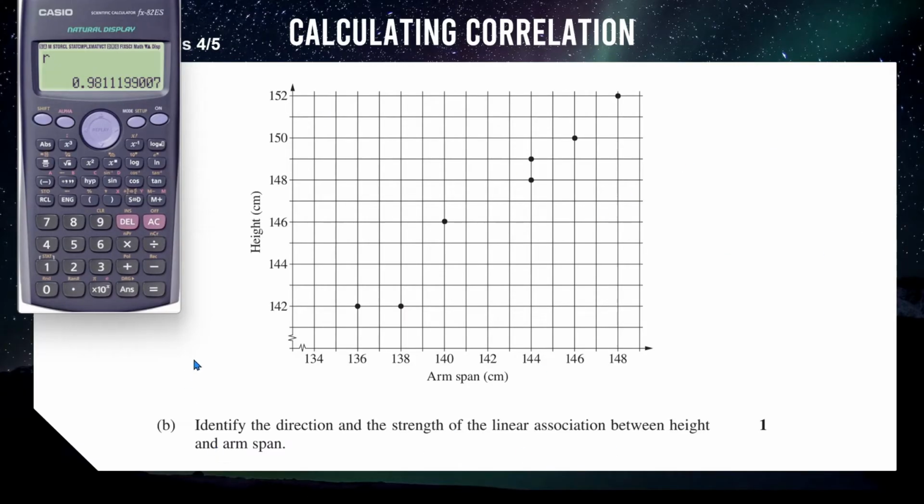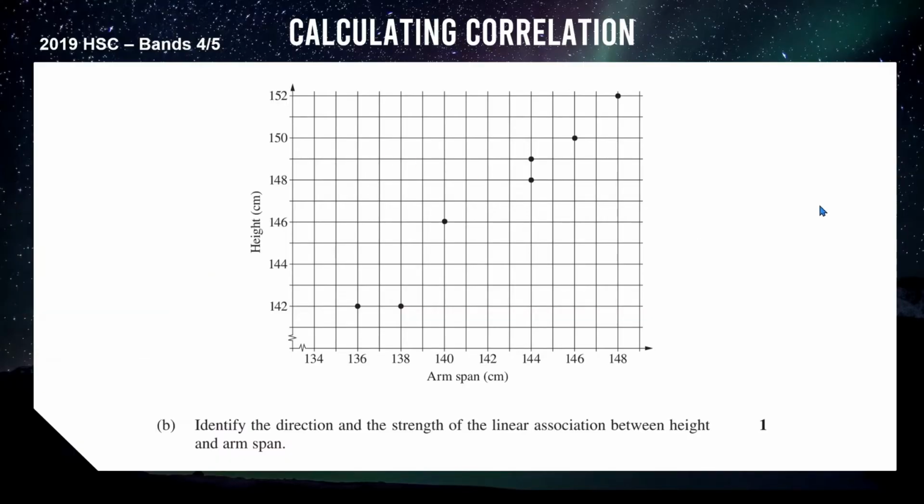And now part B of this question was: identify the direction and strength of the linear association between height and arm span. Just like we said before, we only need 2 words here, and our 2 words are the exact same. We are seeing a strong positive linear trend. Positive value, close to 1, so strong and positive gets us the points.